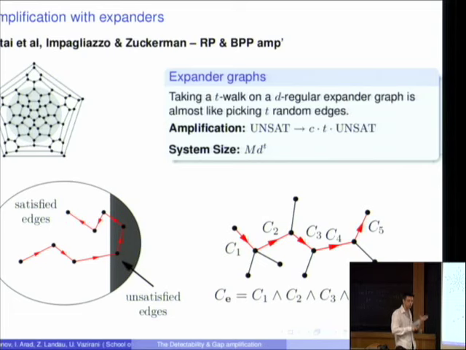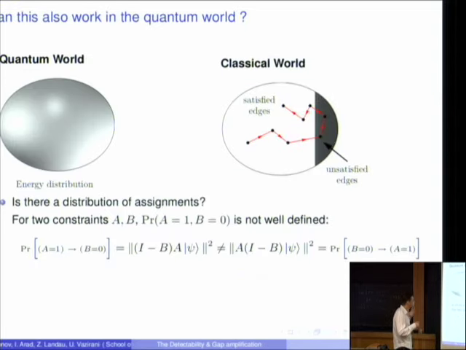So, can this trick also work in the quantum world? In the quantum world, there is a problem. Using an expander worked in the classical world because if we fix an assignment for the classical system, it partitions the edges, the constraints, into two disjoint sets, one of satisfied edges and one of unsatisfied edges. And we know that the expander is able to probe these two sets faithfully, and therefore we get an amplification. But quantumly, we don't have this clear-cut distinction between violation and satisfaction, because every edge has its energy, which is some number between 0 and 1.